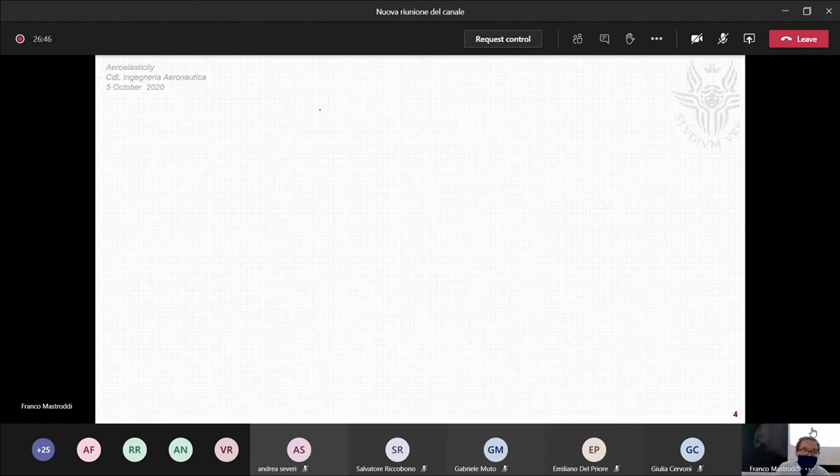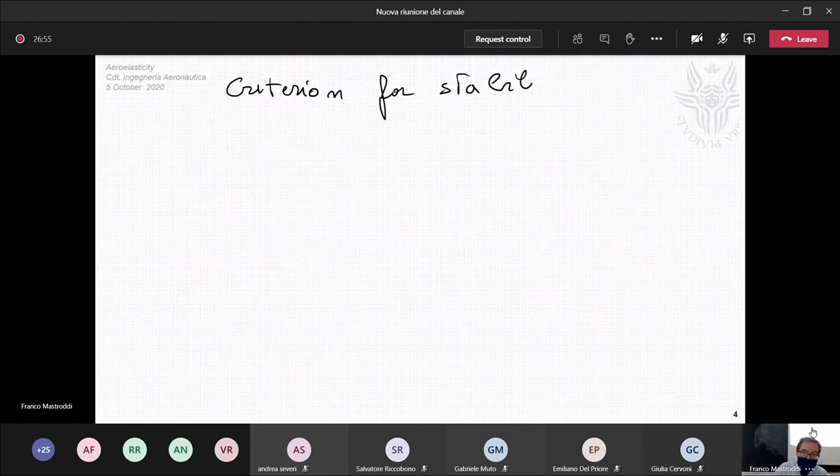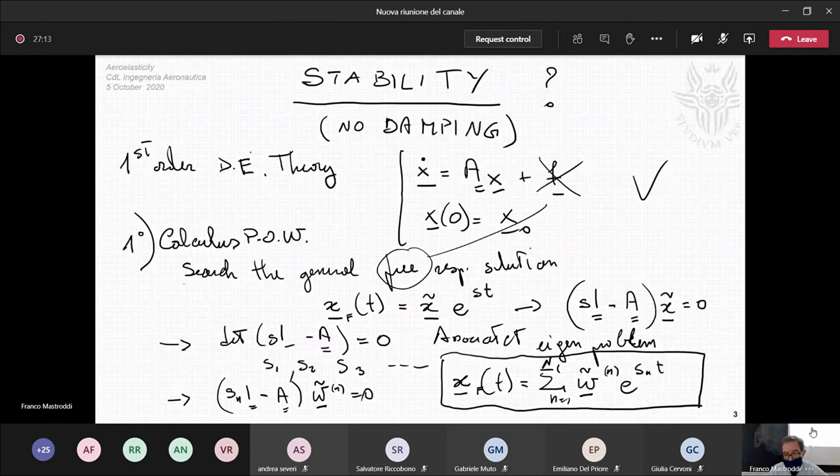And therefore, the criterion for stability for a linear system is that for any initial condition, for any x0, look, I have a point here. I'm very sorry, excuse me. The general solution is a combination of the elementary solutions like this, and you have to introduce a coefficient combining the solution.